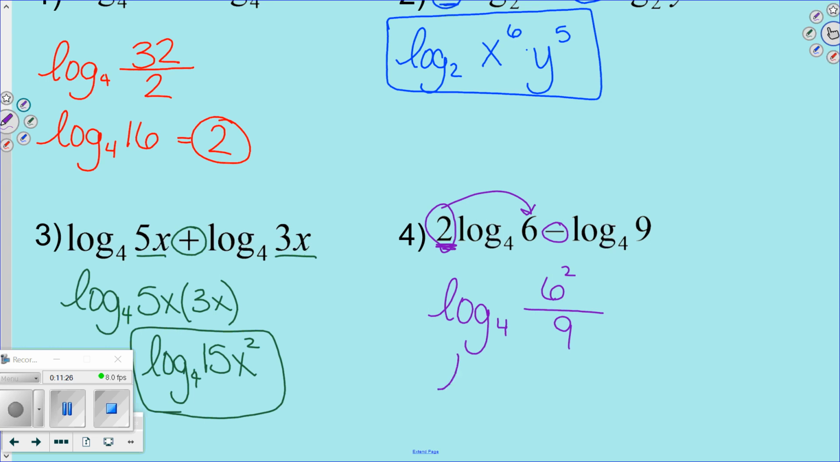So that's going to give me log base 4 of 6 squared, which is 36 over 9. 36 divided by 9. So I have log base 4 of 4. Can I loopy-swoopy that one? 4 to what power equals 4? 1. See why loopy-swoopy is important? You always got to kind of think about that when you have plain old numbers.